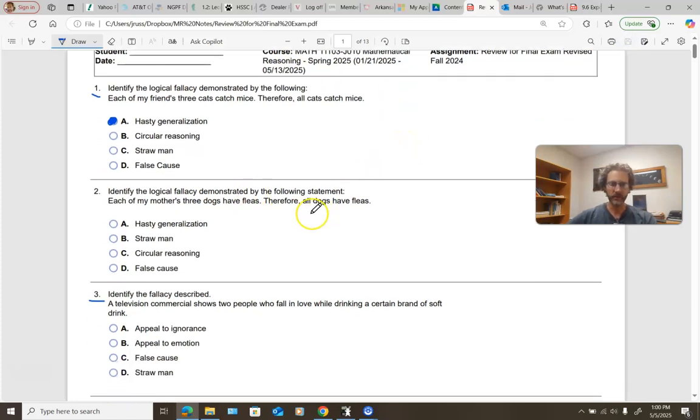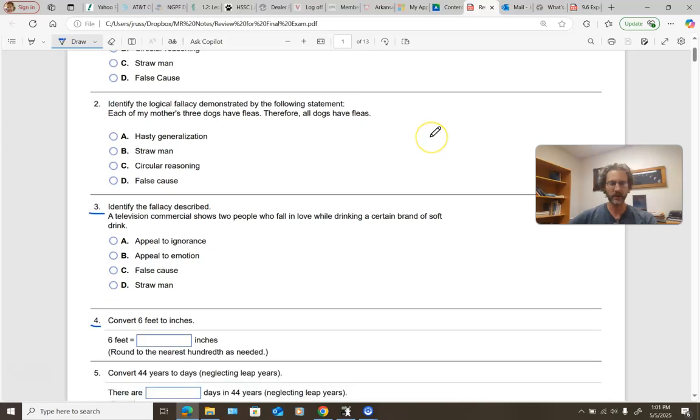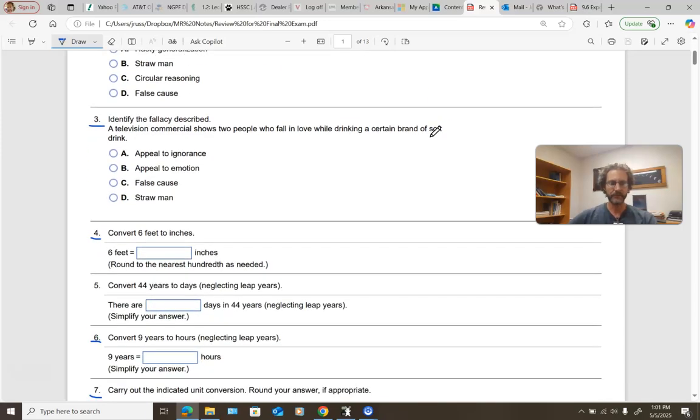We're going to skip number 2. It's just like the number 1. Number 3. A television commercial shows 2 people who fall in love while drinking a certain brand of soft drink. So we are bombarded with commercials like this, aren't we? And this is an appeal to emotion, guys. And it can be an appeal to a positive or a negative emotion, right? An appeal to fear, for example.